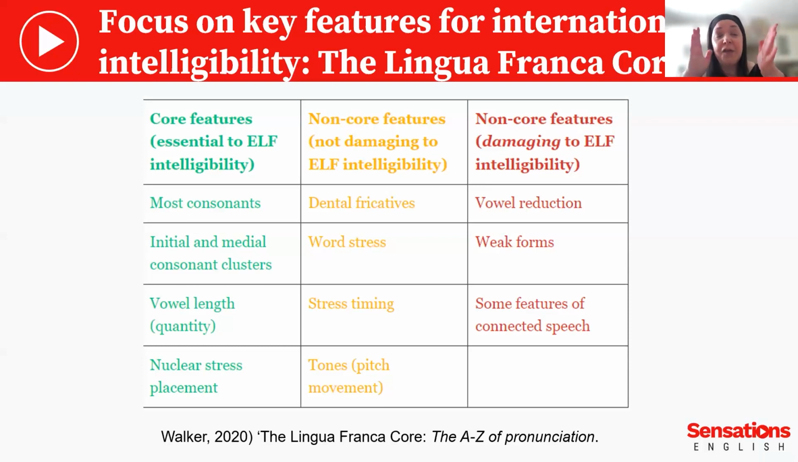So when we have two L2 speakers conversing together, these features can reduce intelligibility. I'm not saying it will, but it can reduce intelligibility. So when we reduce the vowel or use weak forms or connected speech, all of which are integral and very common in native speaker speech, this can reduce intelligibility between L2 speakers. So the lingua franca core is probably a really helpful thing for teachers, so we can prioritize what our students need to be intelligible English speakers in the real world.